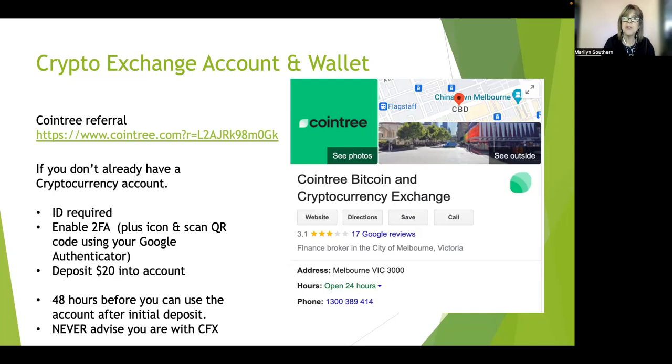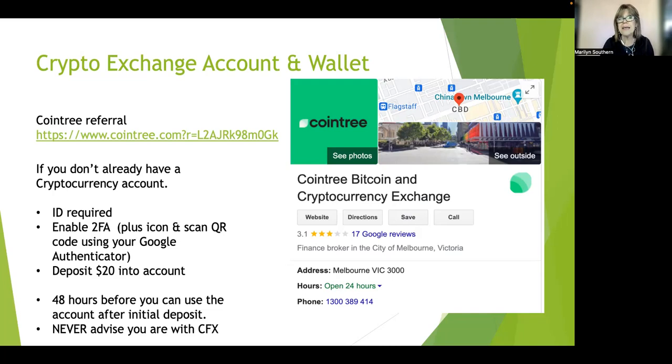And I do recommend you deposit $20 into your account just to get us started, because CoinTree do require 48 hours before they will allow you to withdraw or to do any trading with them. A lot of other exchanges take much longer. It's for the identification purposes and just to make sure that you're a safe, legitimate citizen.